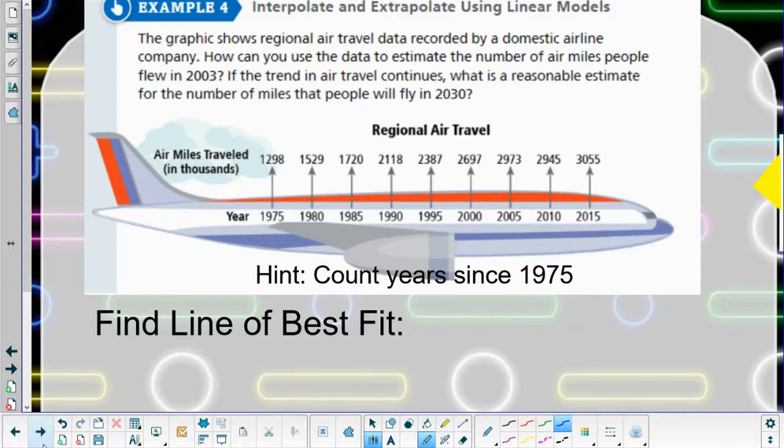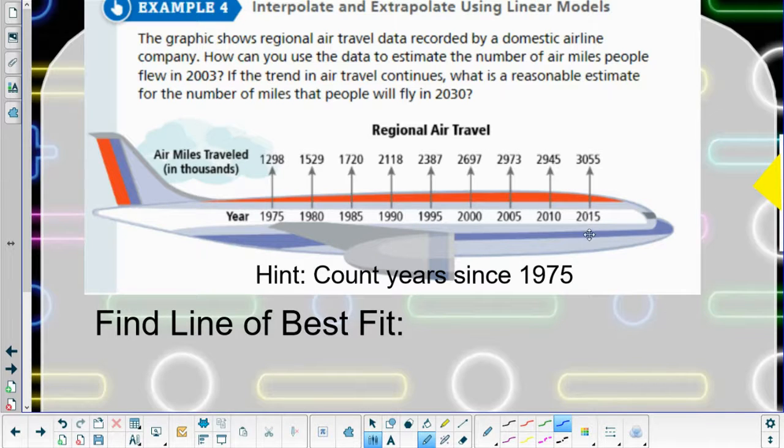All right. For example 4, we're going to talk more about interpolate and extrapolate, which are part of the vocabulary words we talked about last time. The graphic shows regional air travel data recorded by a domestic airline company. How can you use the data to estimate the number of air miles people flew in 2003? If the trend in air travel continues, what is a reasonable estimate for the number of miles that people will fly in 2030?